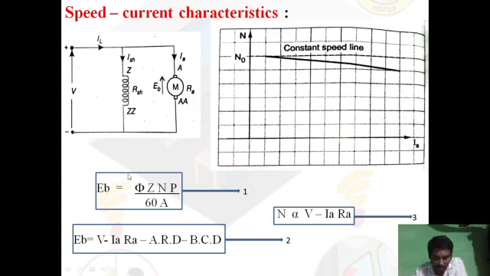The back EMF, or the EMF induced in the armature, depends on these parameters, that is phi Z N P divided by 60A. Also we know that the back EMF is given by V minus IA RA minus armature reaction drop minus brush contact drop. The second equation we got by applying KVL for the outer loop: EB is equal to V minus IA RA minus armature reaction drop minus brush contact drop.